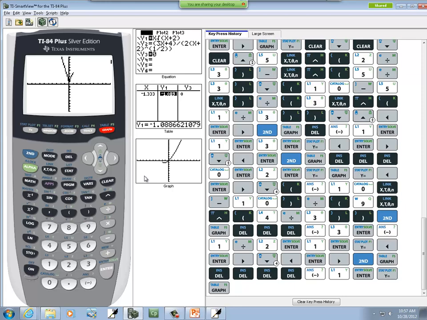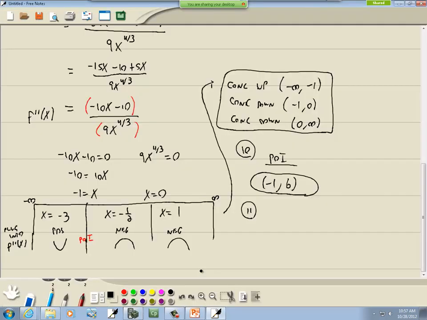Drink a little too much pop, otherwise I'd go through and graph this by hand. But that would be our graph there. So, actually, let me go ahead and sketch it here, real quick.